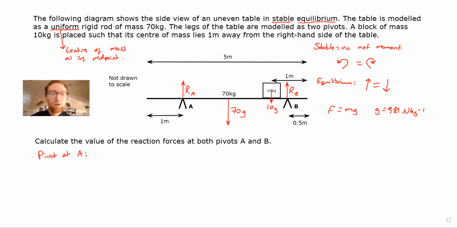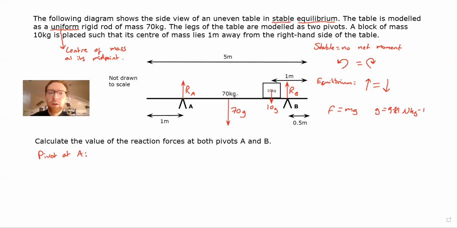So pivoting at A, let's take clockwise moments to be positive. So anything pulling down and clockwise, as we can see with the weight here, that's going to be positive. Anything pushing up and anti-clockwise is going to be a negative moment. So we can equate the positive, or the clockwise, and the negative anti-clockwise moments. And that's easy to see just from the diagram. Just think about pushing through that pivot. You'll instantly see which direction it's going to be.